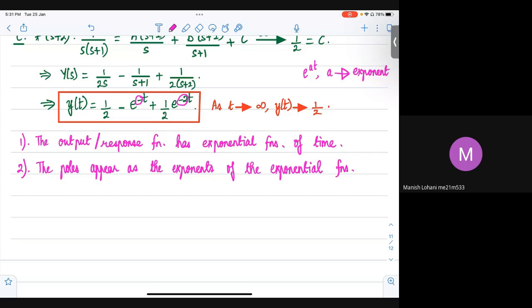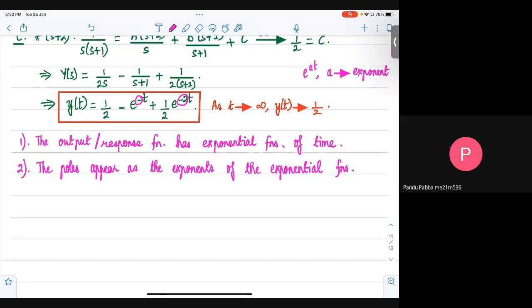If you recall, sir, excuse me, sir. The first point you mentioned, please. The solution will be like something you mentioned. I didn't get that, sir. Output response function as exponential.